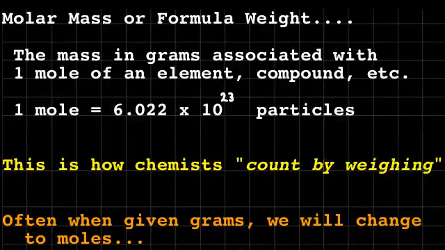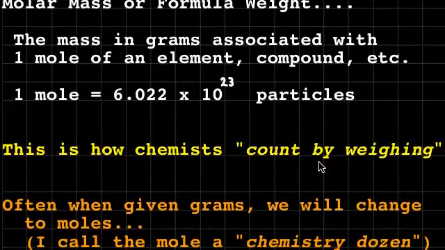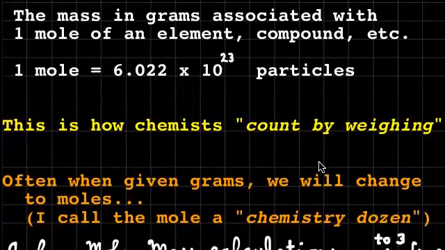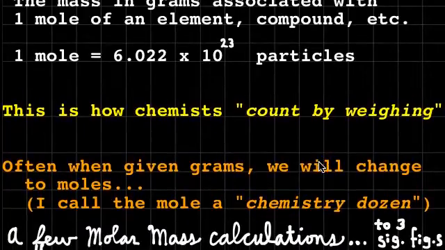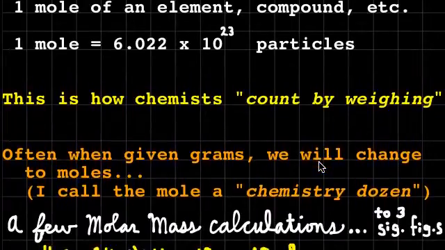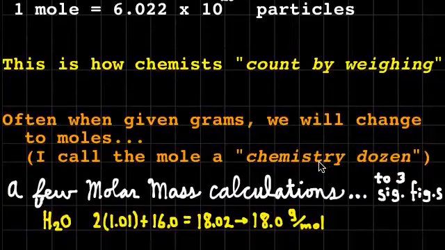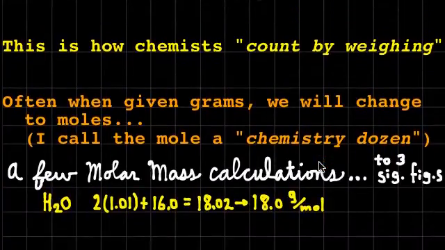And using the knowledge of relative masses of elements and compounds, we can, in a way, count by weighing. A method of counting by weighing. And that's how we can compare amounts of substances, amounts of water, amounts of sugar, amounts of carbon dioxide.